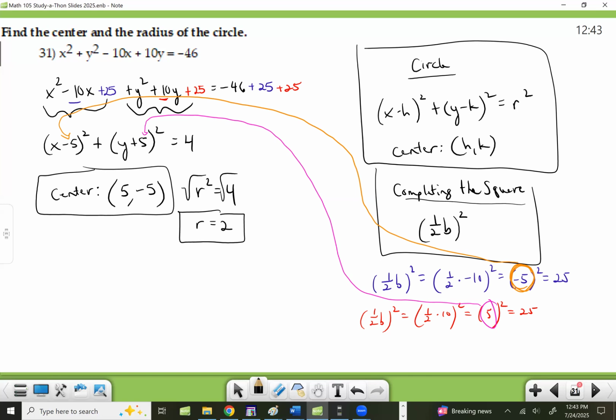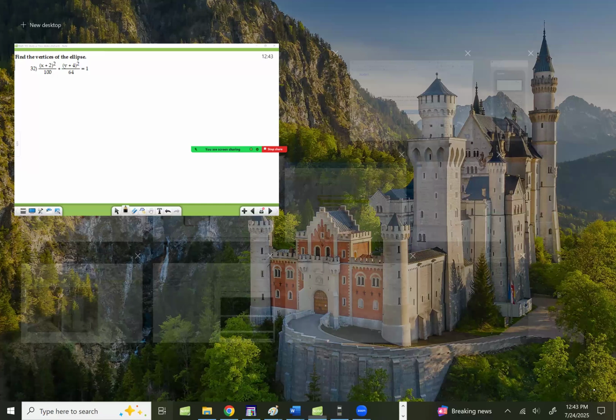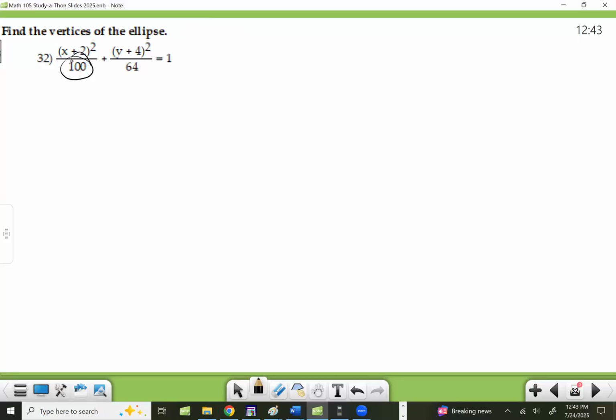Let's take a look at number 32. Find the vertices of the ellipse. Okay, so to find the vertices of the ellipse, we're going to have to first remind ourselves that the bigger number in the denominator is always your a squared, and the smaller number in the denominator is always your b squared.